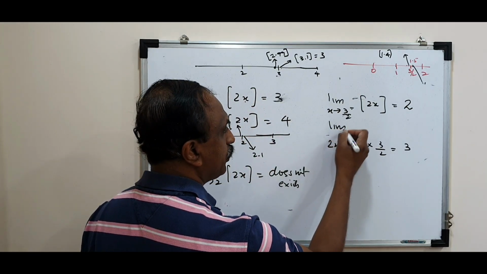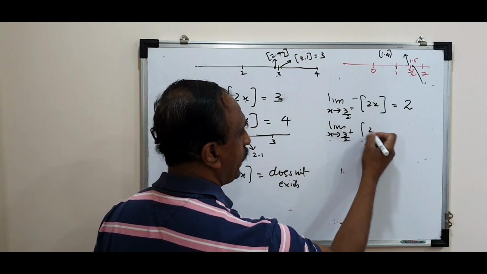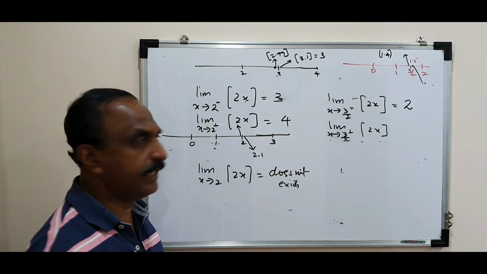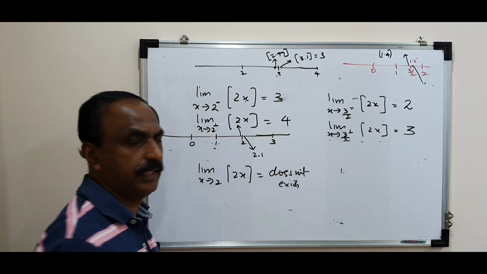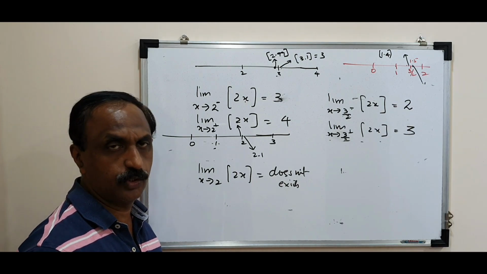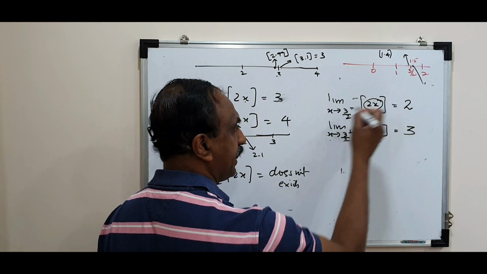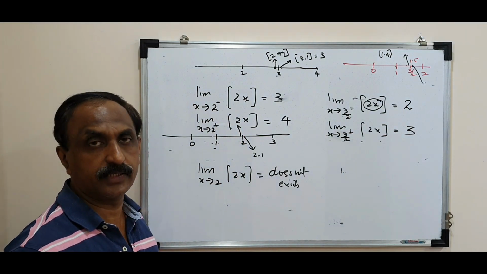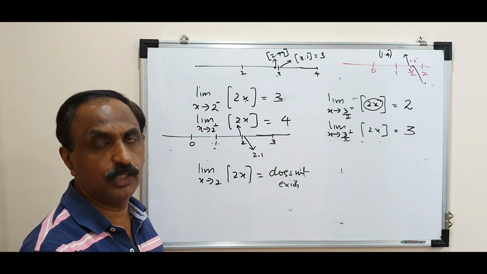Again, limit extending to 3 by 2 plus, 2x. When I put this number, it will be a number little more than 3. Integer of a number more than 3 is 3. So again, left hand limit and right hand limit are not equal, so limit does not exist. So my conclusion: if this becomes an integer on substituting this limit value, then the limit will not exist. If it doesn't become an integer, the limit will exist and it will be the lower number.